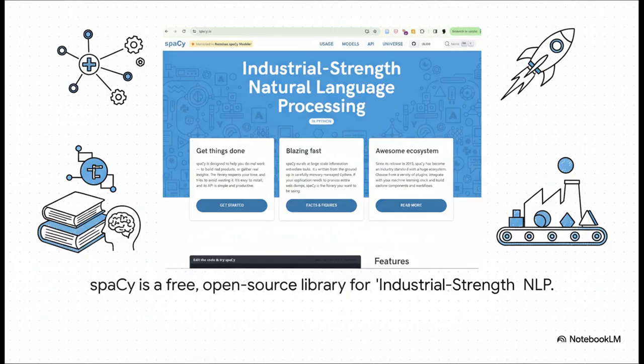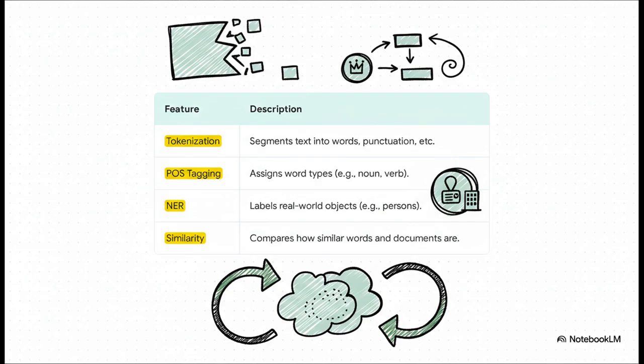This isn't just some tool for academic experiments. No, this is a fast, efficient, open-source Python library that's built for real-world products that have to process massive amounts of text. And spaCy is an absolute powerhouse. I mean, right out of the box, it does a whole suite of things. It intelligently splits text into words and punctuation. That's a process called tokenization. Then it tags each word with its part of speech, identifying nouns, verbs, adjectives. It can even find and label real-world things, like people's names or companies.